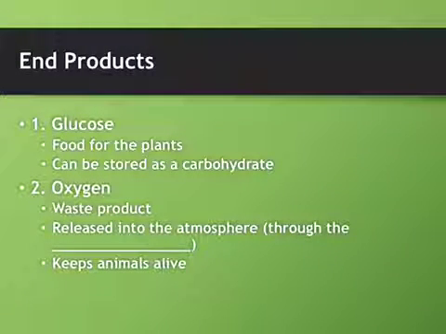So the end products of photosynthesis are glucose, which is stored as a carbohydrate for food for plants, and then oxygen. This is considered that waste product and is released into the atmosphere through the stomata. And this is what keeps us animals alive. So without photosynthesis, animals would not be able to exist on Earth.